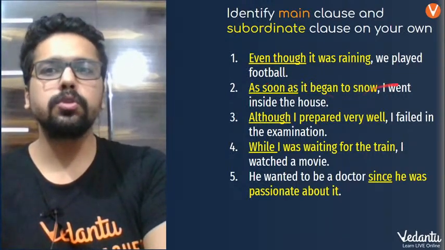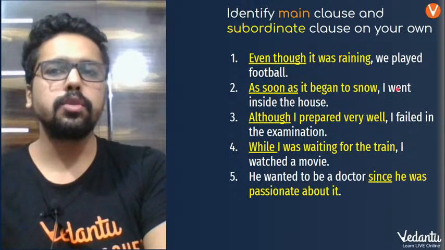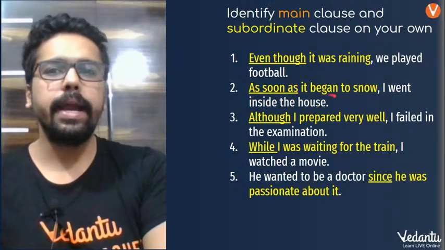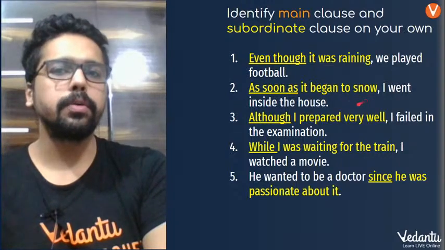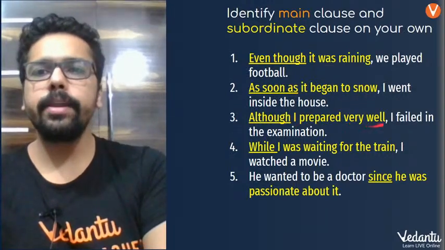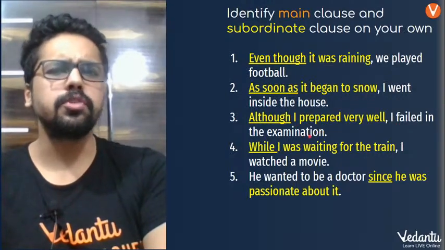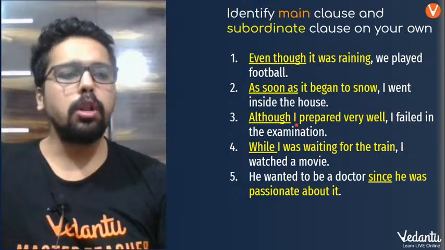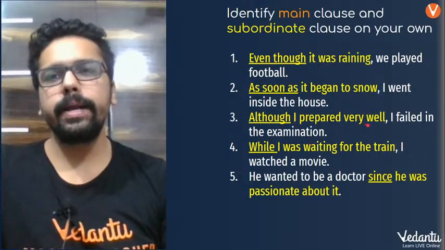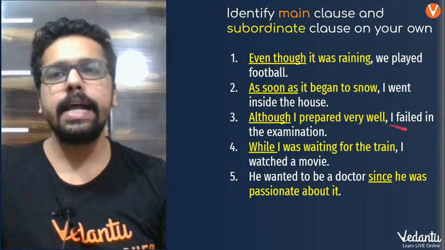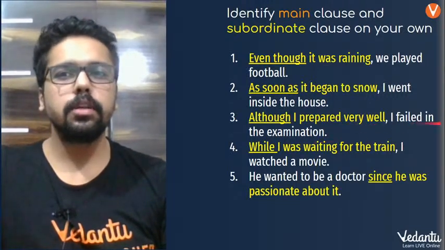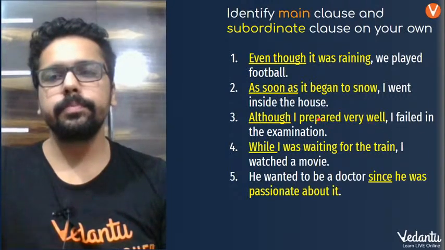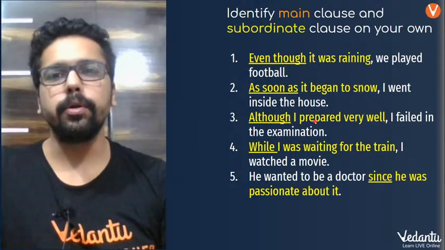As soon as it began to snow, I went inside the house. So I went inside the house is the main clause. As soon as is a subordinator, and it began to snow is a subordinate clause. Although I prepared very well, I failed in the examination. That is unfortunate. That should not happen, but this is just an example. So although is a subordinator again. I failed in the examination is the main clause, and although I prepared very well is the subordinate clause.